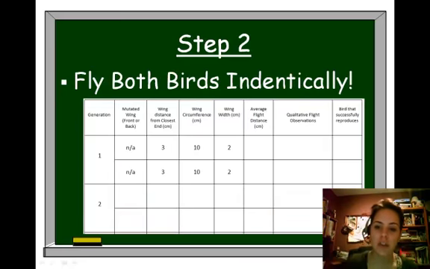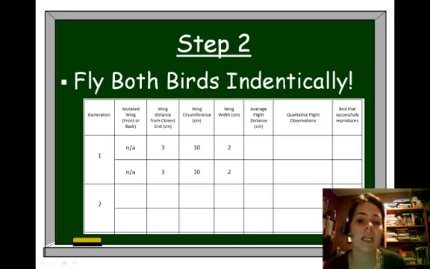The next thing you're going to do is fly both of these birds identically. So you're going to be sitting in the same chair, same starting point. You need to be sitting in the same way, throw it the same way, use it with the same strength. Try to keep as many things identical as you can to ensure that the flight difference is because of a difference in the bird, not a difference in the way you threw it.